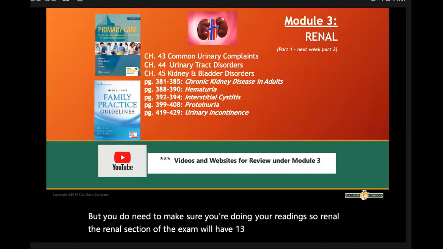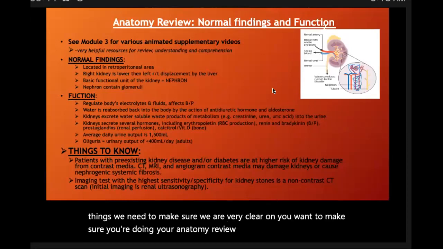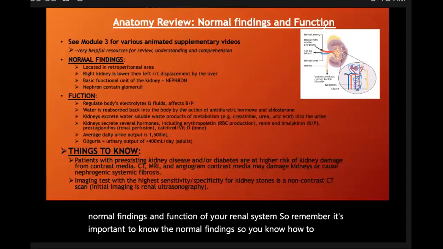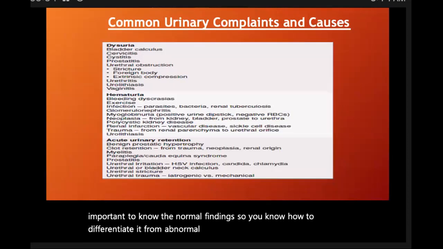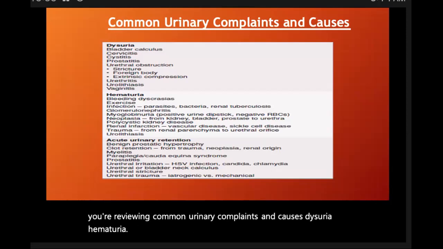Couple of things we need to make sure we are very clear on. You want to make sure you're doing your anatomy review and really conscious of normal findings and function of your renal system. So remember, it's important to know the normal findings so you know how to differentiate it from abnormal findings. You want to make sure you're reviewing common urinary complaints and causes, dysuria, hematuria, and acute urinary retention, as well as incontinence.